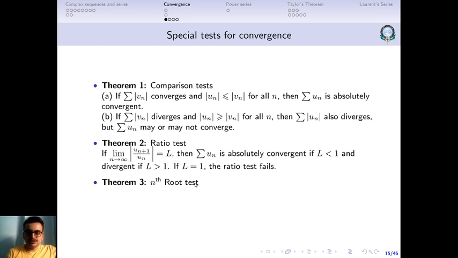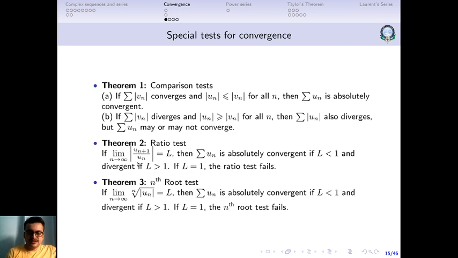Then we have the nth root test, which is very similar to the ratio test. Instead of taking the ratio of two subsequent members, you take the nth root of the modulus of the nth element, and again you take the limit as n tends to infinity, and if this gives us a finite value L, then the rest is the same. That is, the original series will be absolutely convergent if L is less than 1, divergent if L is greater than 1, and if L is equal to 1, then the nth root test is going to fail.